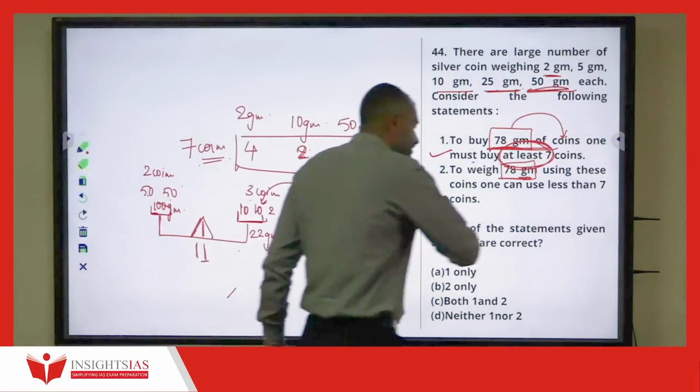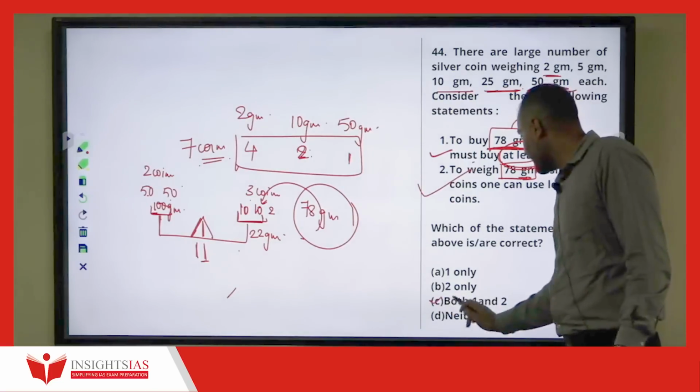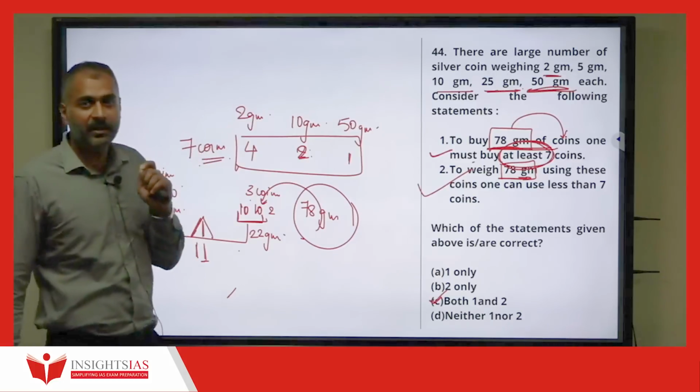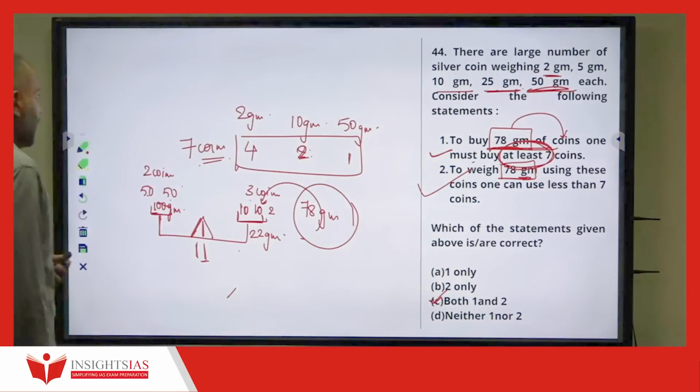Less than 7 coins? Yes, possible. Both 1 and 2 are possible in this case. See, UPSC mentions read carefully, which means read carefully. Okay, literally, read carefully. Okay, we'll move on to the next one.